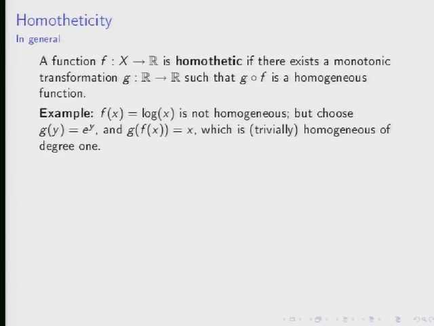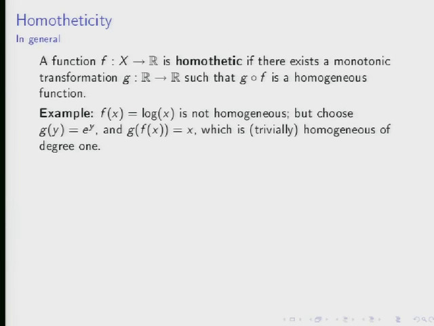Let me remind you though that a homogeneous function has the property that if we take something like f of x and multiply x times a scalar b, then this is going to be equal to b to the n times f of x. So this is the definition. If a function satisfies this property for any constant b, we say it's homogeneous.